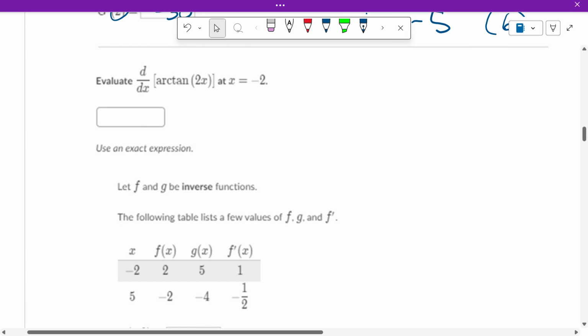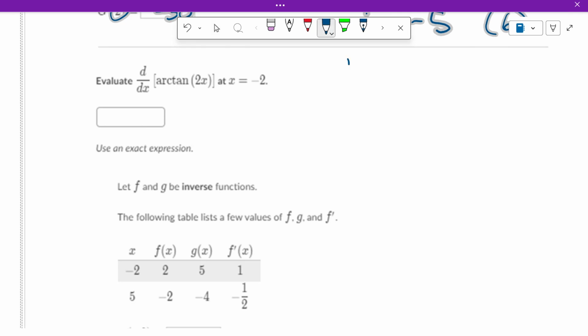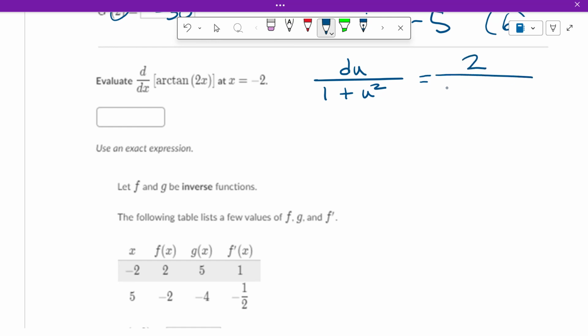Okay, arctan of 2x at negative 2. Find the derivative of that. Arctangent. Remember that's du over 1 plus u squared. Memorize that one. Memorize the arc sine one. The arc cosine is easy if you remember the arc sine because it's just the negative of it. So, what's the first derivative? What's du here? 2 over 1 plus 2x squared, or 2 over 1 plus 4x squared.